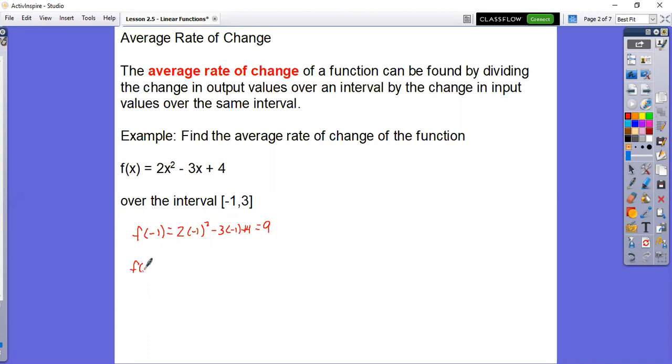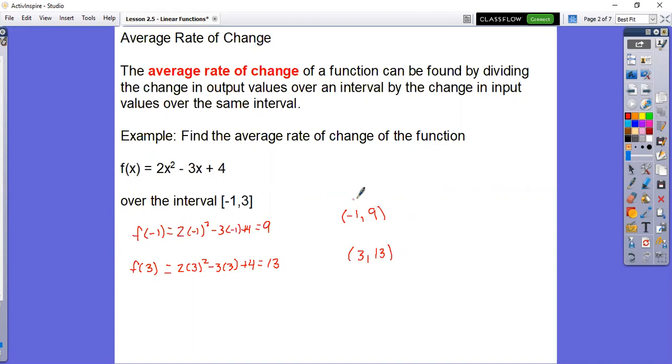Then I also want to find f of 3. So f of 3 would be 2 times 3 squared minus 3 times 3 plus 4. 3 squared is 9 times 2 is 18 minus 9 is 9 plus 4 is 13. So basically what I've done here is I found two different points on this graph at the beginning and the end of this interval. I know that the point -1, 9 is on the graph, and I also know that the point 3, 13 is on the graph.